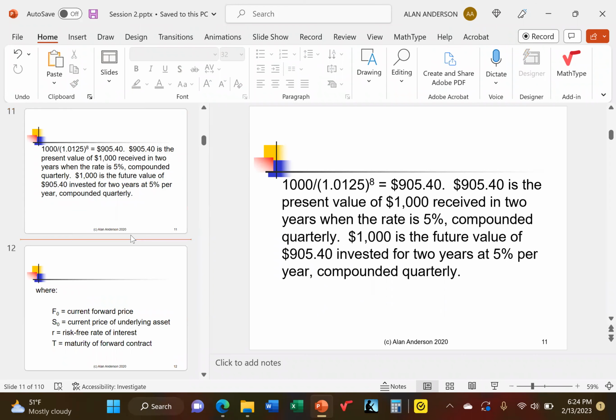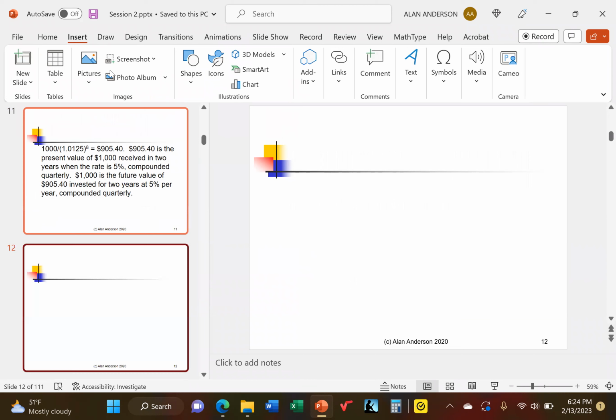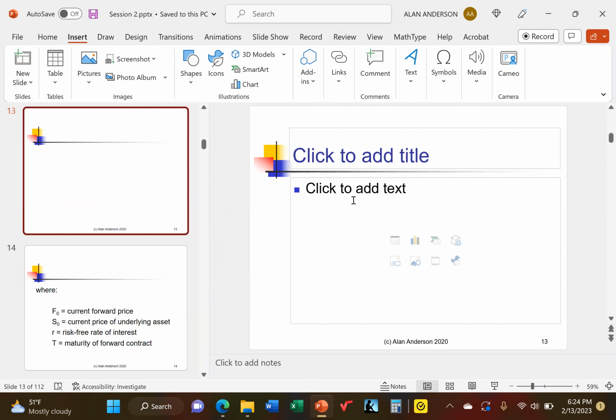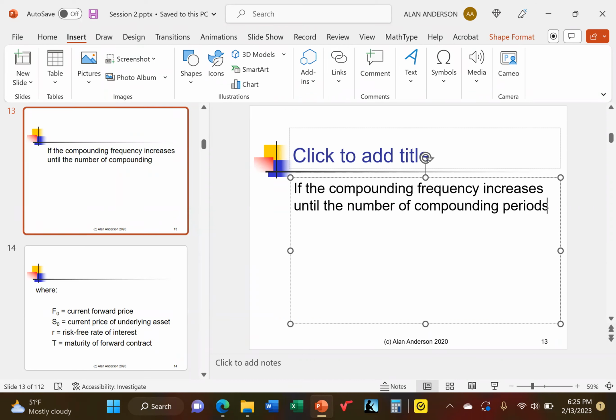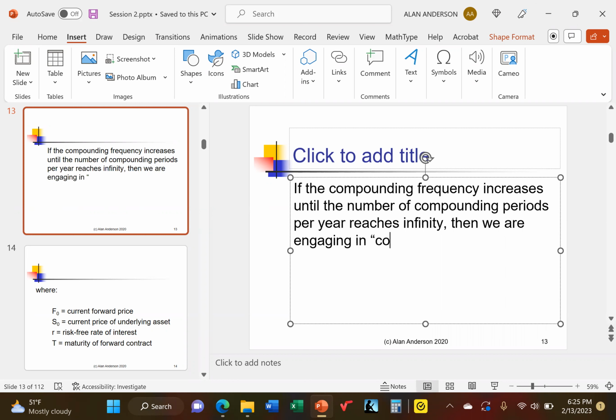Now, if I continue to increase the compounding frequency, there's a limit to how far I can push this. In other words, there comes a point where I can't earn any more interest. So if the compounding frequency increases until the number of compounding periods per year reaches infinity, then we are engaging in what's called continuous compounding. It's as if interest is being credited to our account at every instant in time.